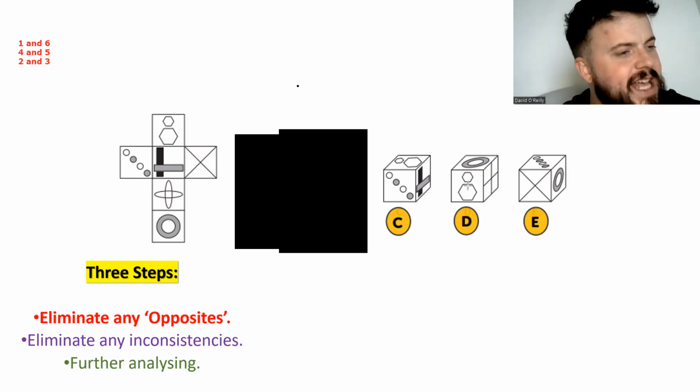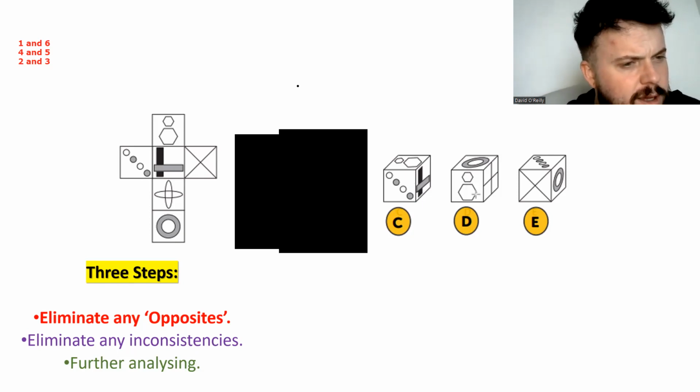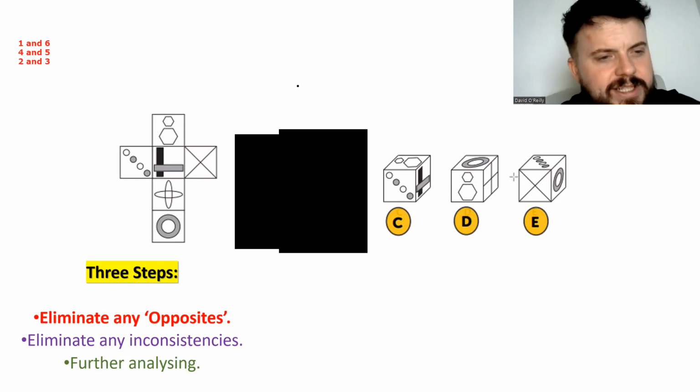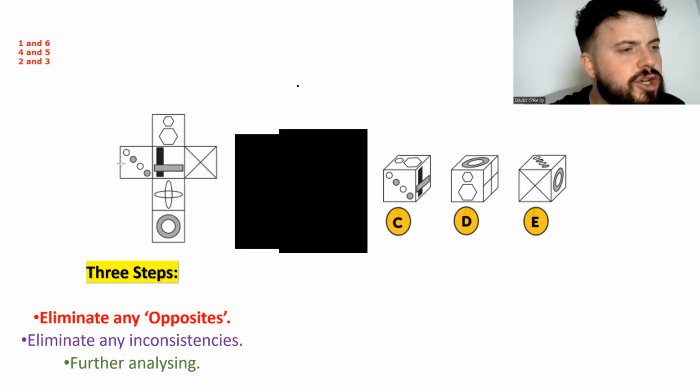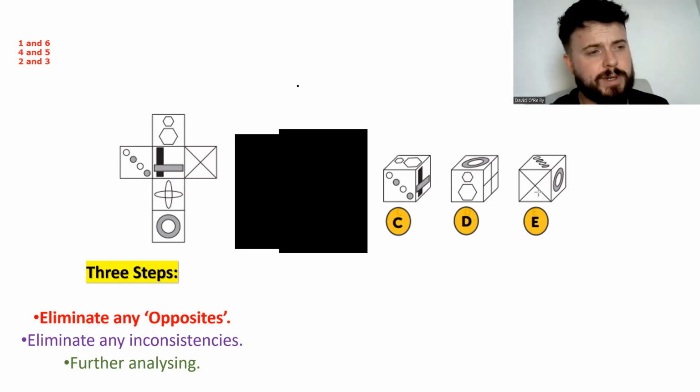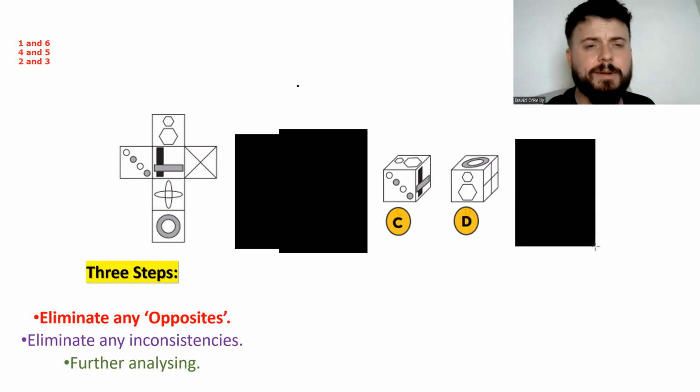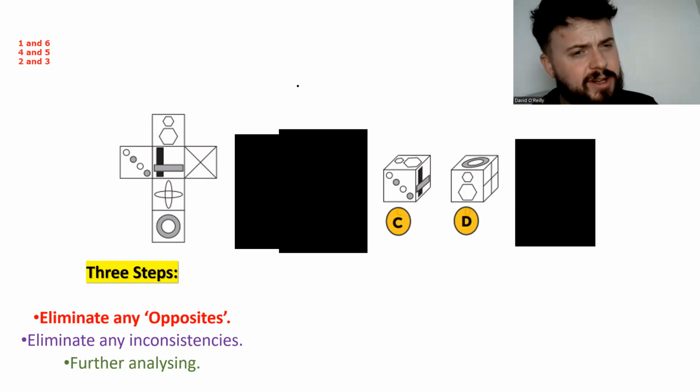Then let's look at D. Does it have any opposites? Nope, no opposites. Let's look at E. Does it have any opposites? Yes, it does. 2 and 3 should not appear next to each other on the cube, but it does here. All right. Do we have to do some analyzing?